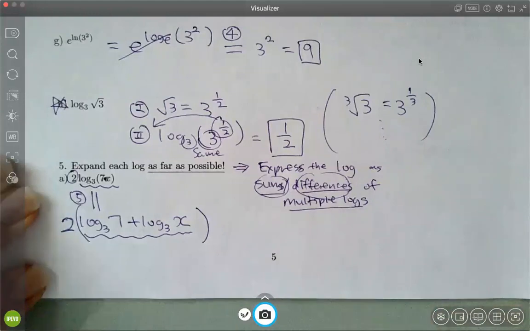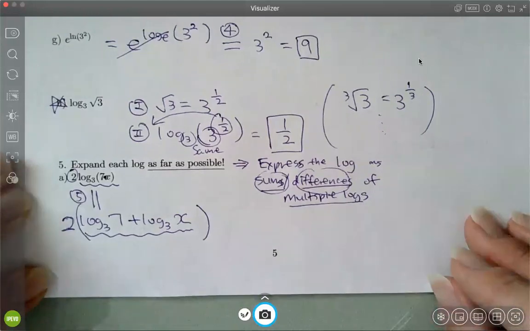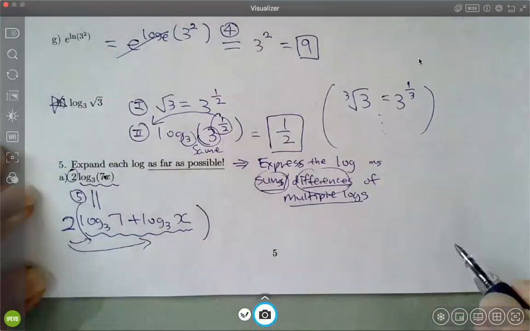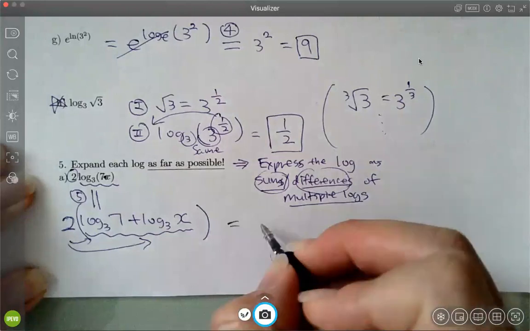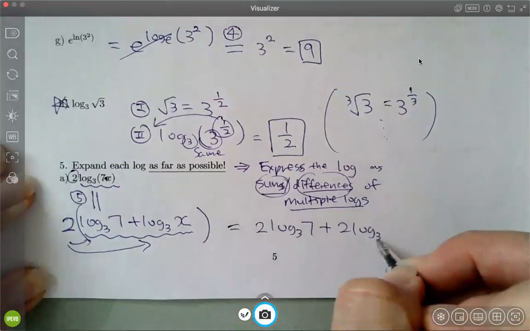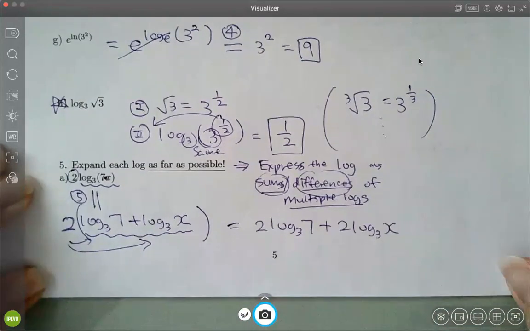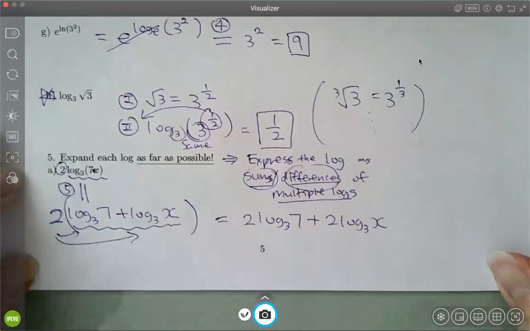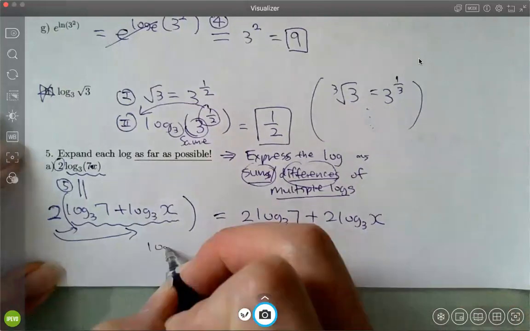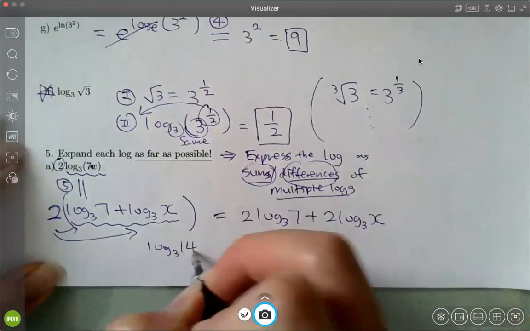Well, at this point, there's no fancy rules of logarithms. What do you do? Just distribute, right? So we have 2 log 37 plus 2 log 3x. Now here what you have to be careful about is it's not log 314 plus log 32x. It's not this one.